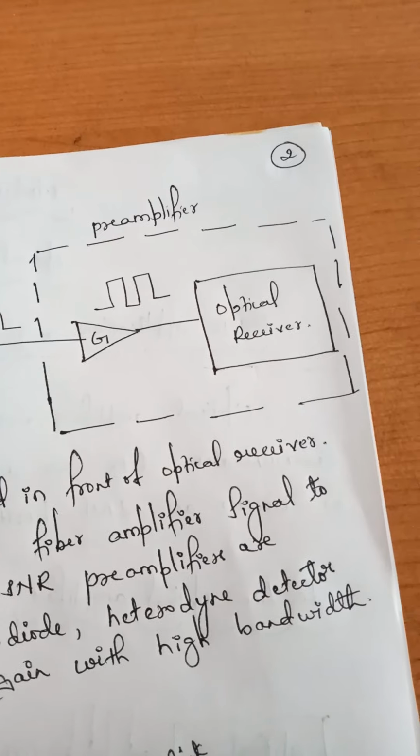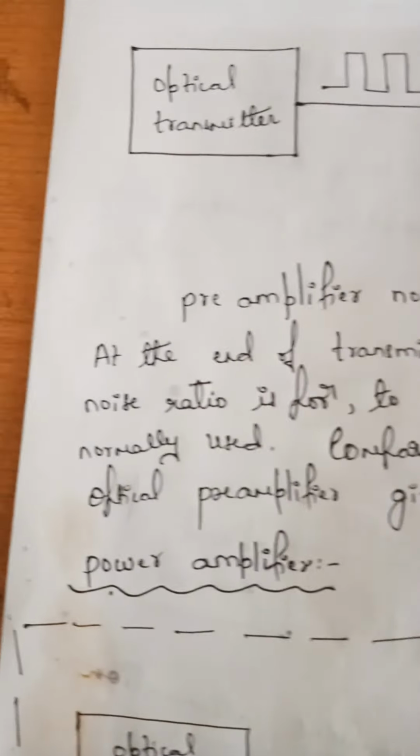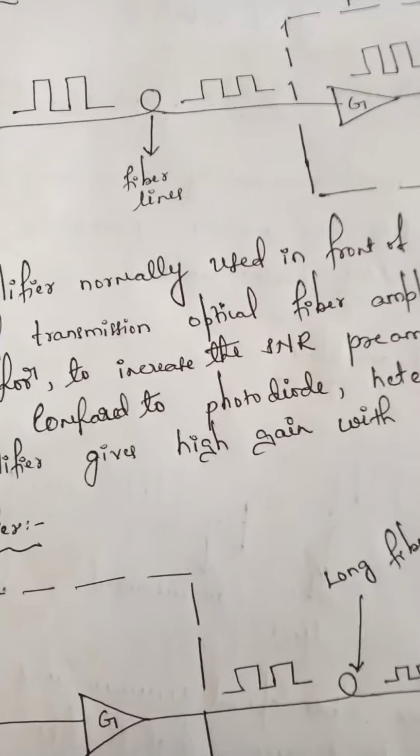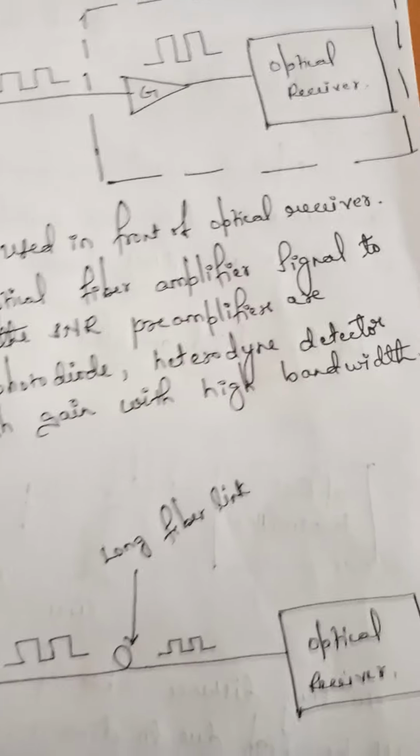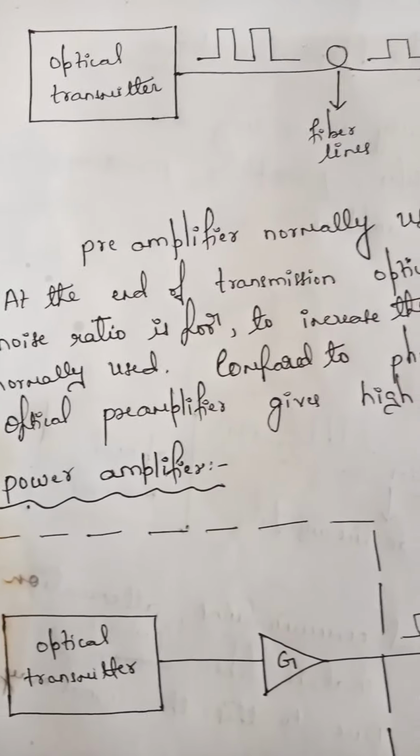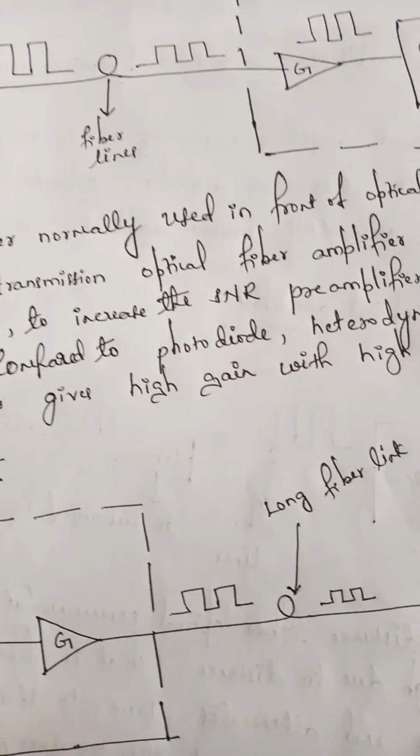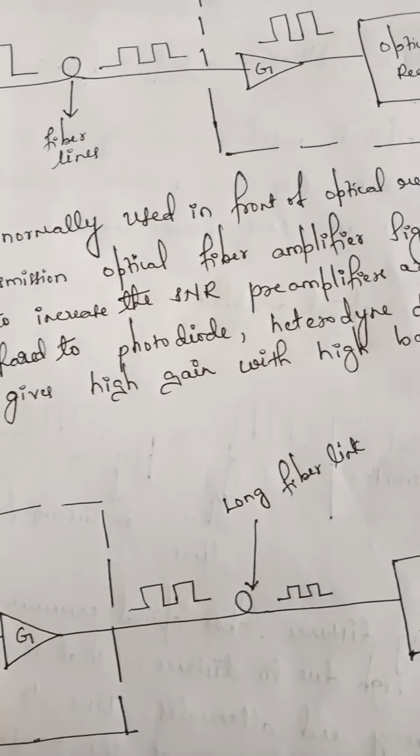Preamplifier. This is a figure of the preamplifier, which comes just in front of the optical receiver. The preamplifier is normally used in front of the optical receiver. At the end of transmission, the optical fiber amplifier signal to noise ratio is poor. To increase the SNR, preamplifiers are normally used. Compared to photodiodes and heterodyne detectors, an optical preamplifier gives high gain with high bandwidth.